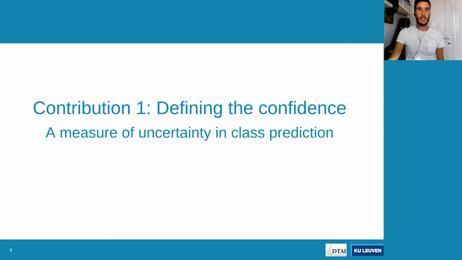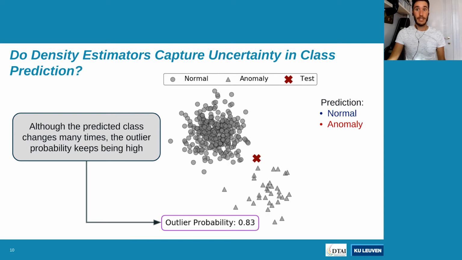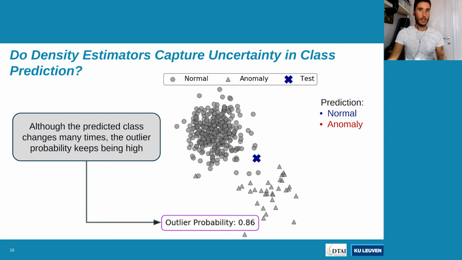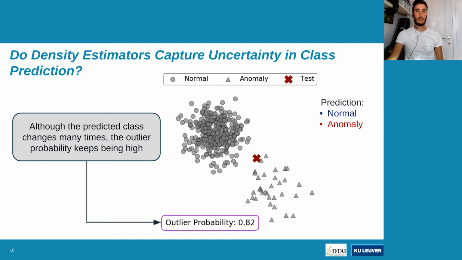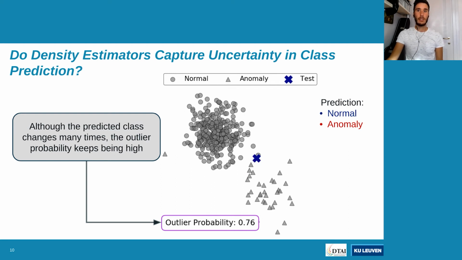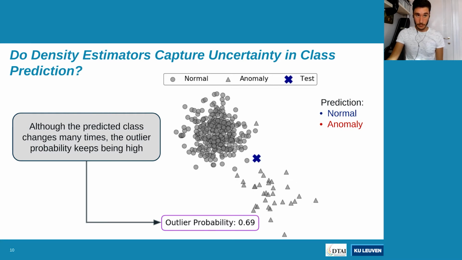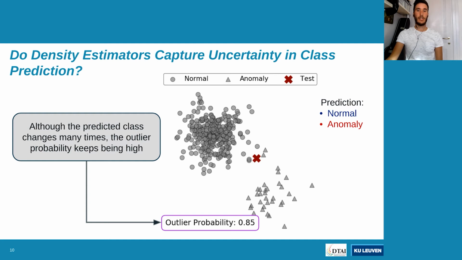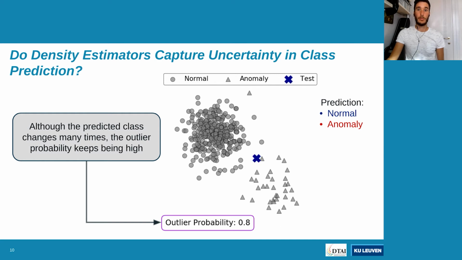But let's start by giving the intuition again behind the confidence measure. The first idea to capture the uncertainty in class prediction by using an existing method might be through a density estimator, which is able to produce the outlier probability, which is the probability that one example belongs to the anomaly class. But if you have a look at this animated GIF, you will see that although the predicted class changes many times, the outlier probability keeps being high. It seems that even though the anomaly detector predicts many times the normal class, the test example has very high probability to belong to the anomaly class. As a result, density estimators do not capture uncertainty in class prediction, but something different.